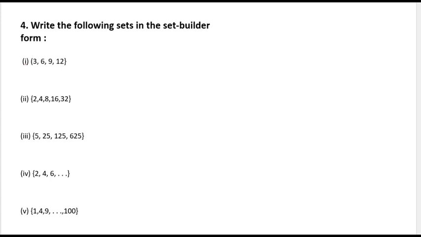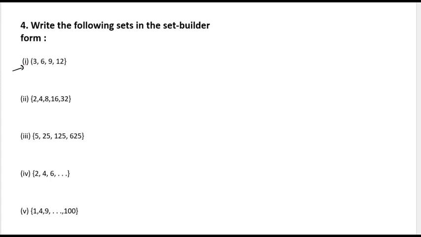Next, coming to the fourth question, that is write the sets in set builder form. How to write the following sets in set builder form? They have given them in roster form. Roster form is commas, numbers they have listed enclosed by a flower bracket. They have given them in the roster form. You have to write them in set builder form. How to write it in set builder form?